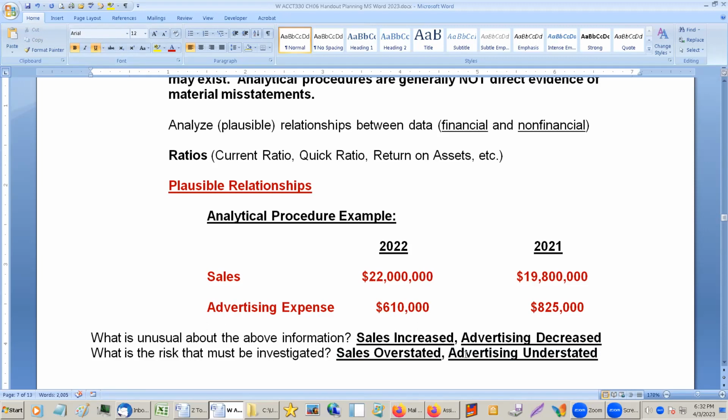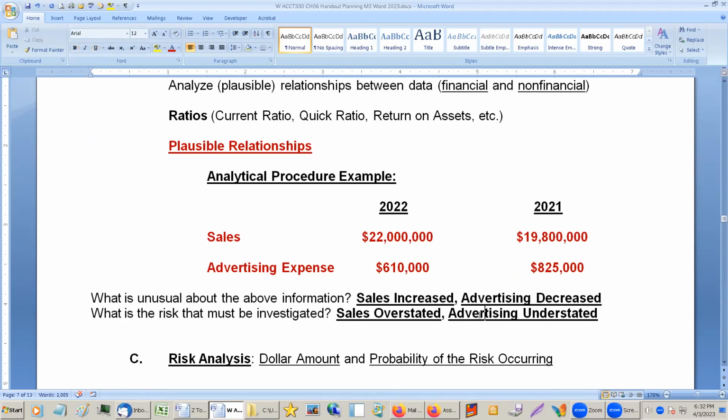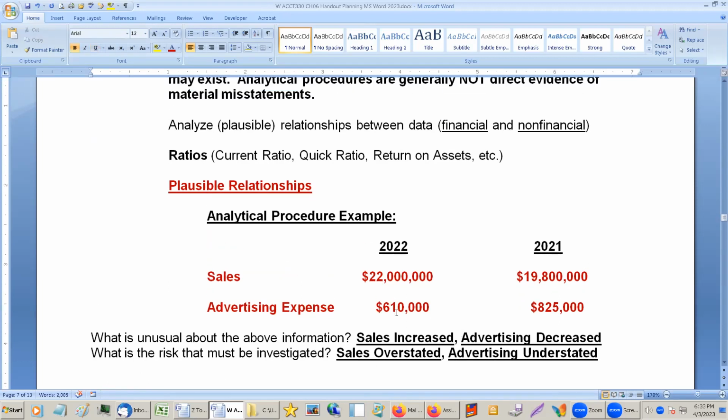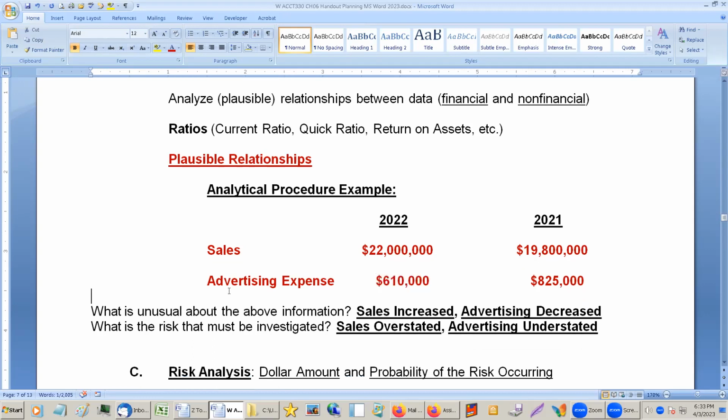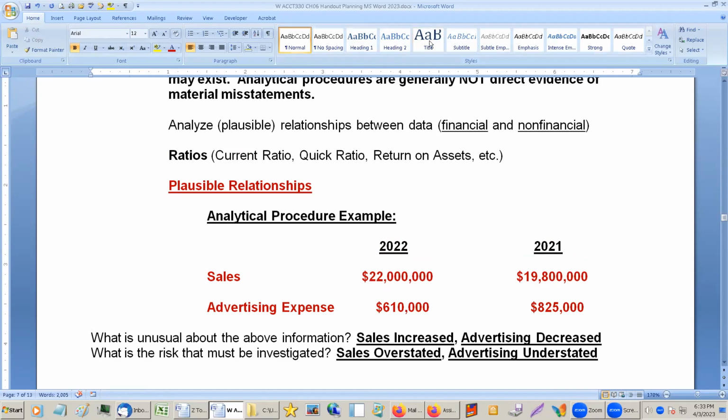Okay, let's look at the sales. Let's look at the advertising. Looking at those more closely. And again, it might come out that, hey, they decreased their advertising and they increased sales. That's the way it happened. But it could also be that one of these is misstated. So again, analytical procedures are not evidence of themselves, but they just tell you where to look.